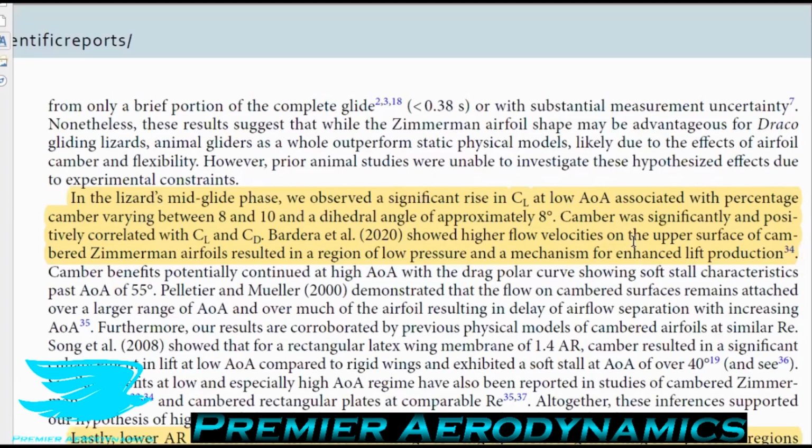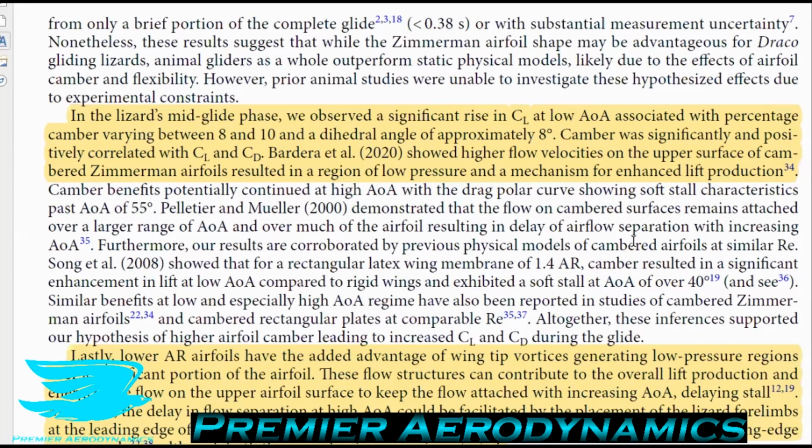So in the lizard's mid-glide phase, they observed a significant rise in the lift coefficient at low angle of attack associated with percentage cambers varying between 8 degrees and 10 degrees and a dihedral angle of approximately 8 degrees. The camber was significantly and positively correlated with its lift and drag coefficients, which is expected, and Bardera and others showed higher velocities on the upper surface of cambered Zimmermann airfoils resulted in a region of low pressure and a mechanism for enhanced lift production.